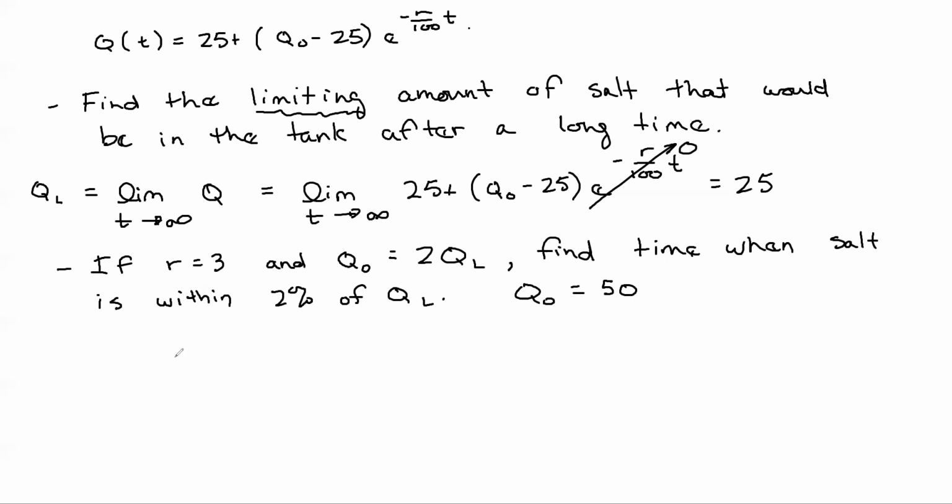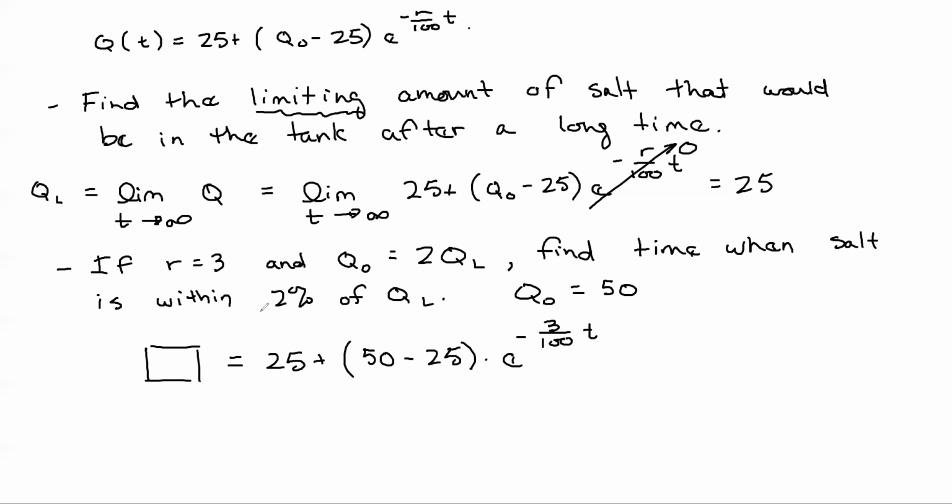So we need to plug in some quantity over here, and then we'll have 25 plus, and Q naught is going to be 50, so we can pop that in, and R is going to be 3, so we can pop that in. And we need to figure out what to put here. It's going to be a quantity of salt. We want to plug in the quantity of salt that is within 2% of the limiting quantity. So how could you find that?